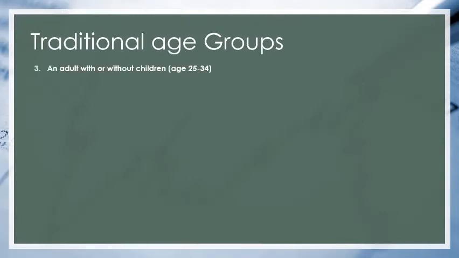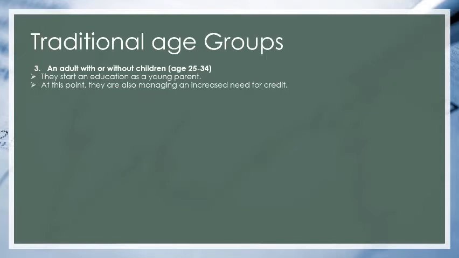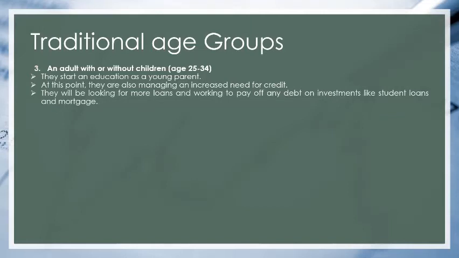Traditional age groups. 3. An adult with or without children, age 25 to 34. They start in education as a young parent. At this point, they are also managing an increased need for credit. They will be looking for more loans and working to pay off any debt on investments like student loans and mortgage. They will need to discuss and manage additional insurance needs for planning of their life.